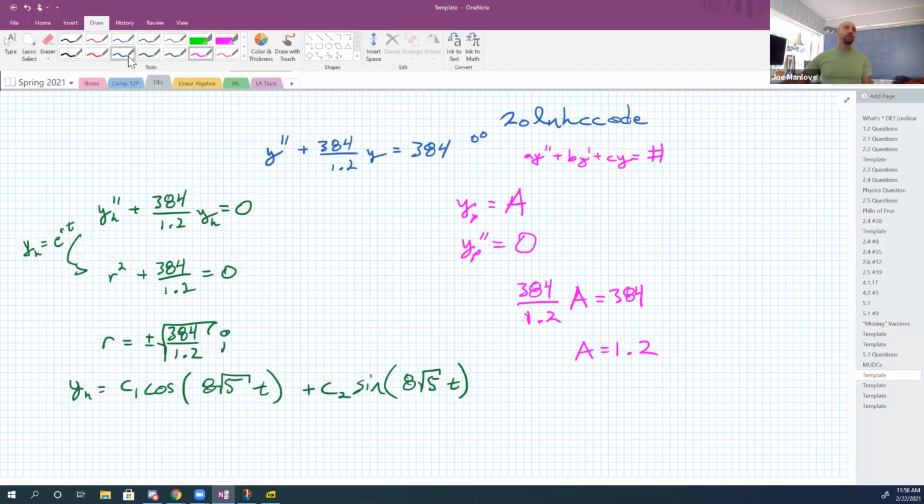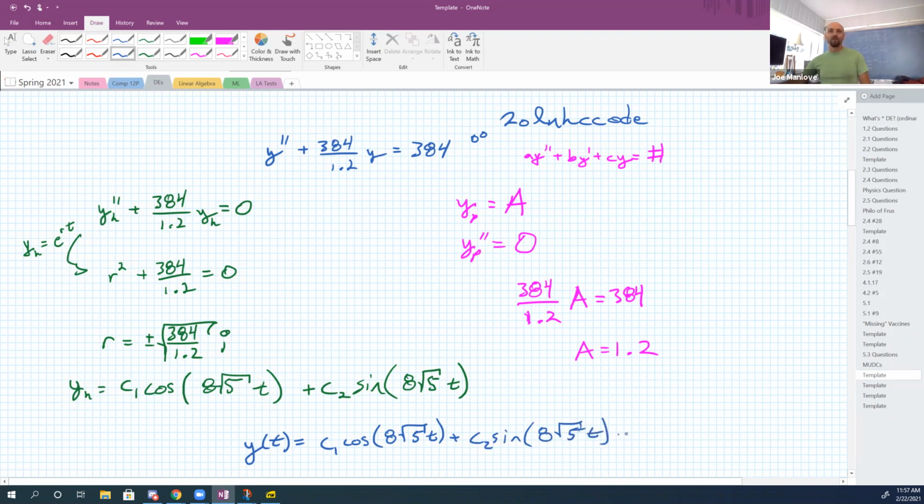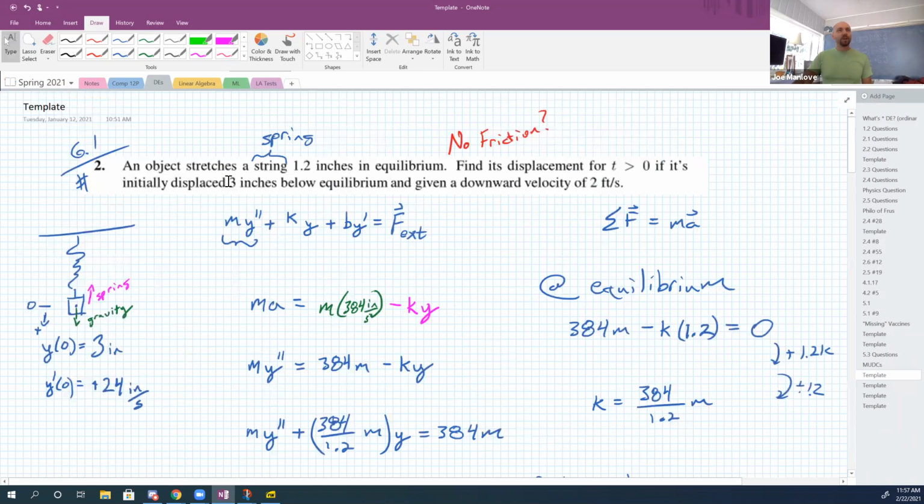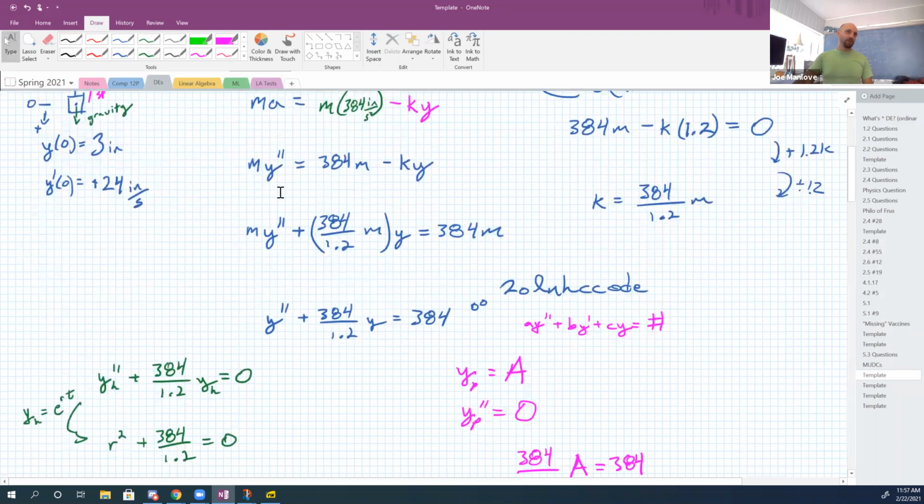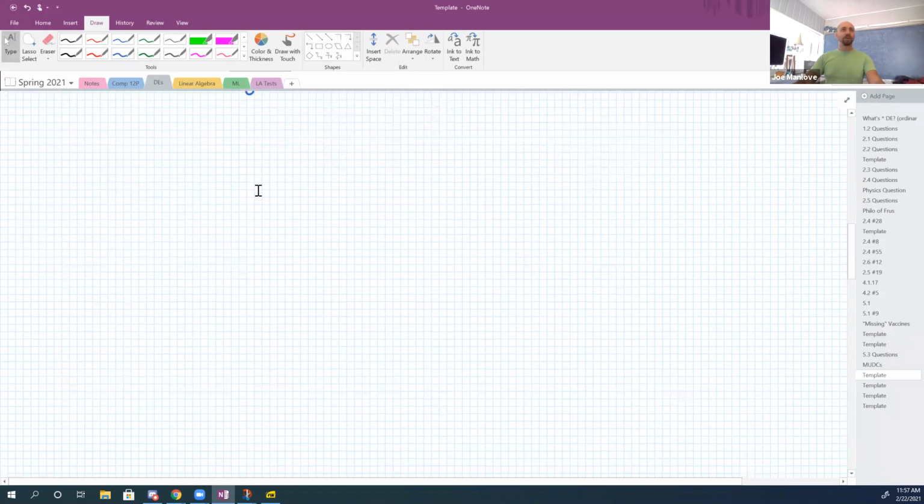And so then my total solution, my y as a function of t, is C1 cosine of 8 root 5 t plus C2 sine of 8 root 5 t plus 1.2. Okay, and then it's displaced 3 inches below equilibrium to start with. So I'm going to take my initial conditions from up here and bring those down so we can talk about them.